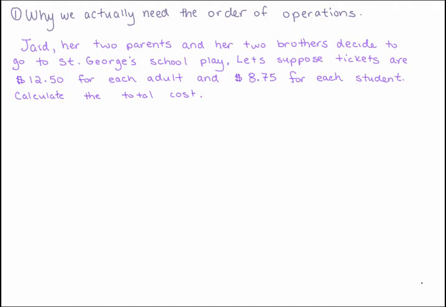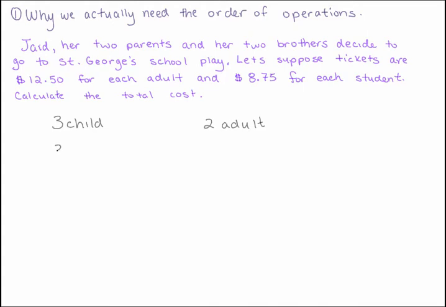So here we have Jade, her two parents, and her two brothers, who decide to go to the St. George's School play, Pirates of the Curry Bean. Let's suppose tickets are $12.50 for each adult and $8.75 for each student. Calculate the total cost. In this situation, we know that there are 3 child tickets, and we also know that there are 2 adult tickets. It would make sense that the child pays $8.75 each, and then the adults pay $12.50 each.